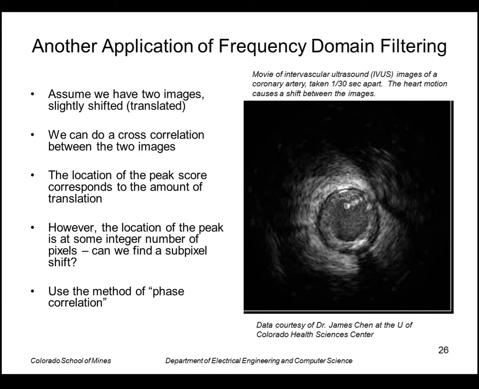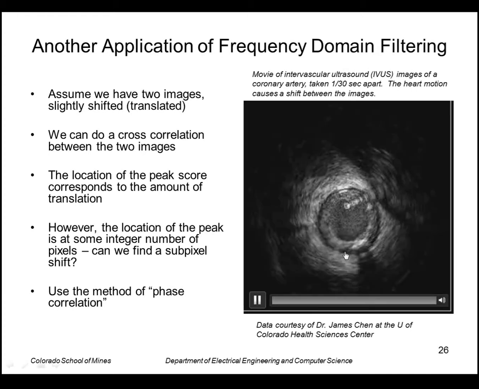But the result, we look for a peak in the cross correlation score that tells us the shift, but that is at some integer location. So we may want to find the value of the shift to some subpixel location. So we'll use this method of phase correlation in the frequency domain. This is an example of a video.